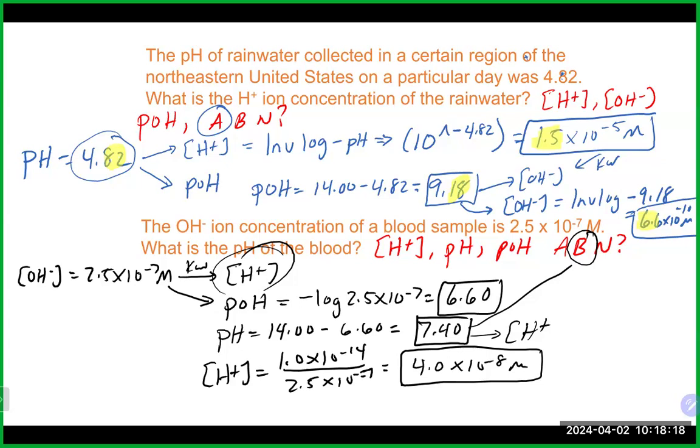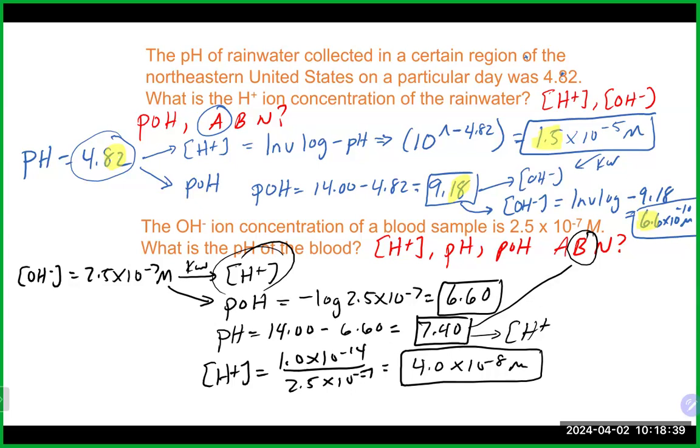And again, you could have used our pH value as well and done the inverse log of negative 7.4, and you'll get like 3.9-ish, with the rounding up to 4.0 times 10 to the minus 8. Questions on any of those?